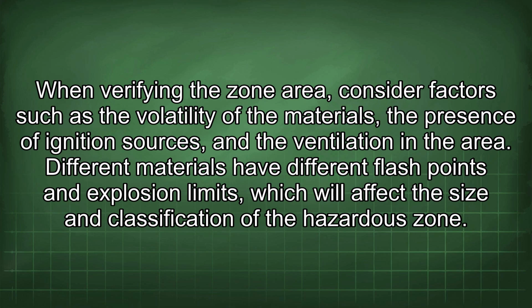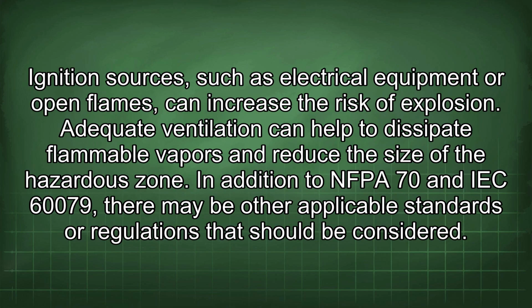When verifying the zone area, consider factors such as the volatility of the materials, the presence of ignition sources, and the ventilation in the area. Different materials have different flash points and explosion limits, which will affect the size and classification of the hazardous zone. Ignition sources, such as electrical equipment or open flames, can increase the risk of explosion. Adequate ventilation can help to dissipate flammable vapors and reduce the size of the hazardous zone.